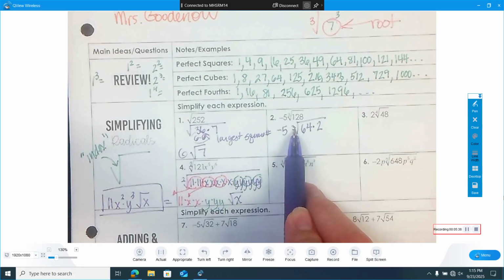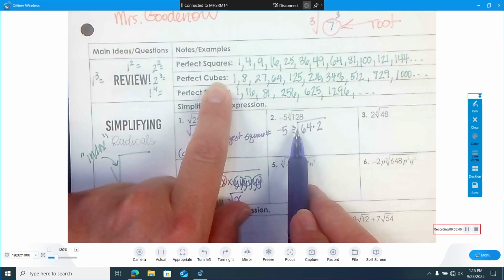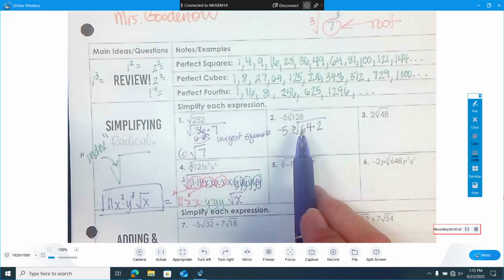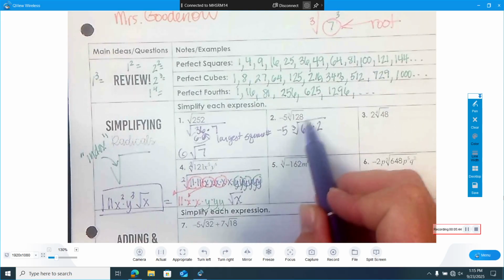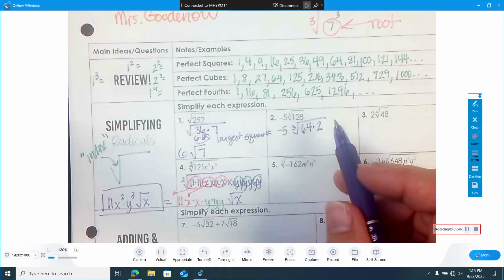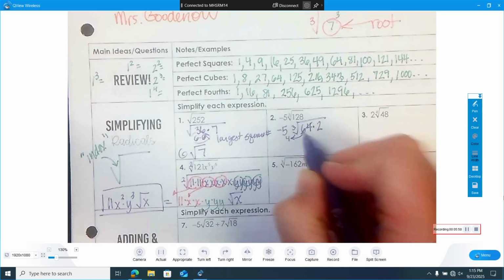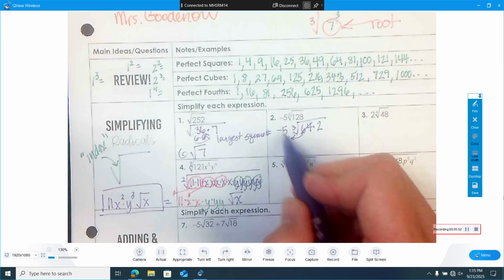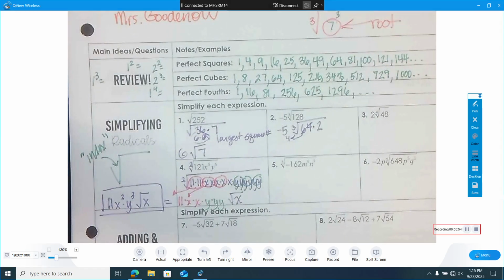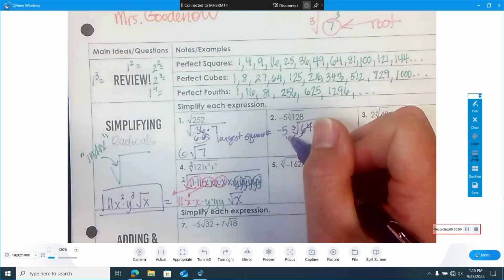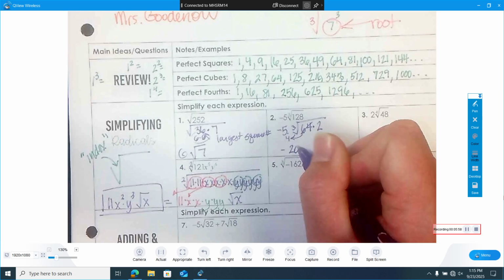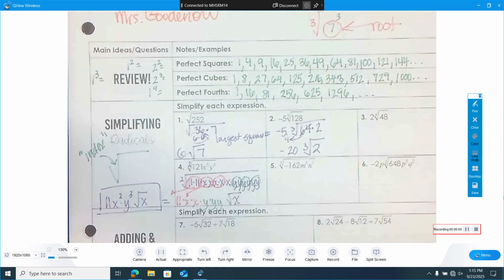So we're looking for cubes here because the index is a 3. So perfect cube. Does that make sense to you? All right. So what is the cube root of 64? 4. So a 4 escapes. And what happens with our -5 and 4? They multiply. So that becomes -20 times the cube root of 2.